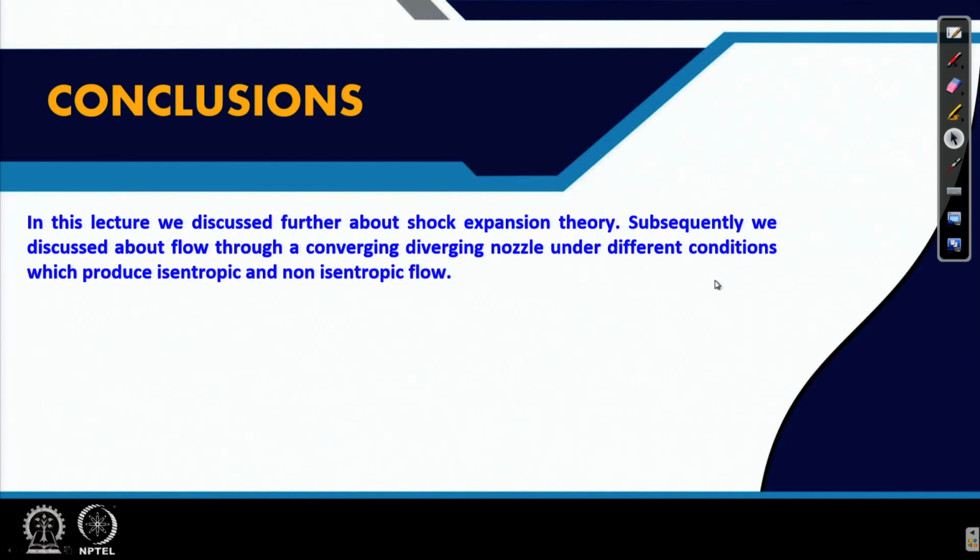So, in this lecture we discussed further about shock expansion theory. Subsequently, we discussed flow through a converging diverging nozzle under different conditions which produce isentropic flow. We could not complete our discussion on non isentropic flow, which we will do in our next lecture.